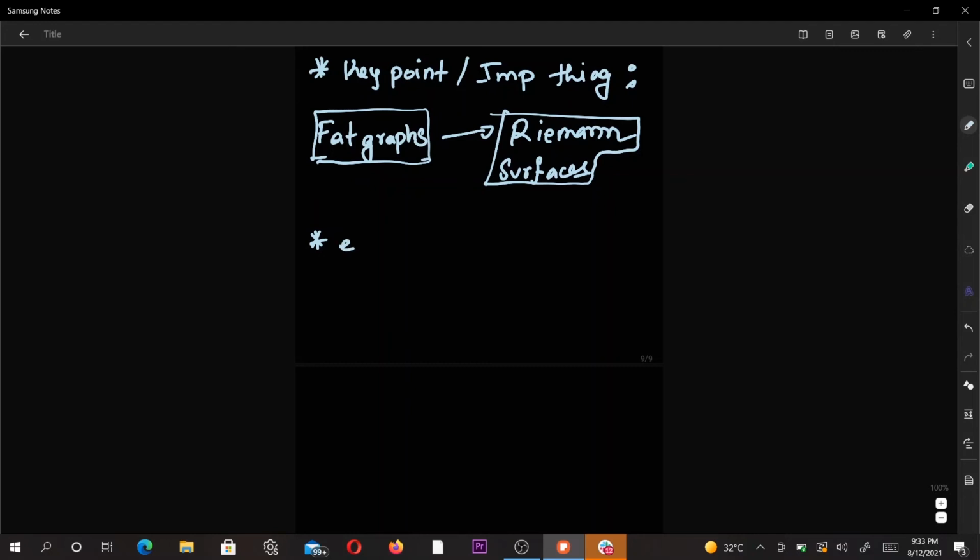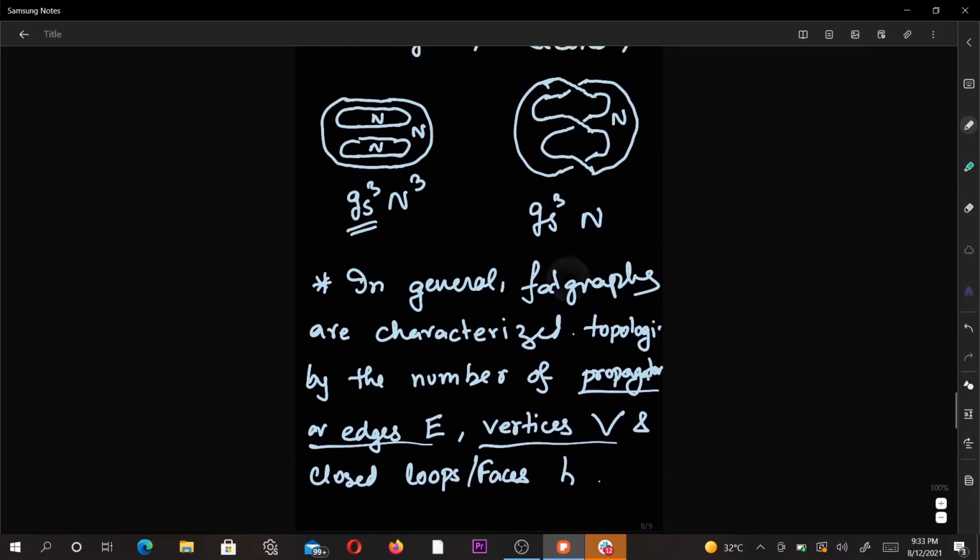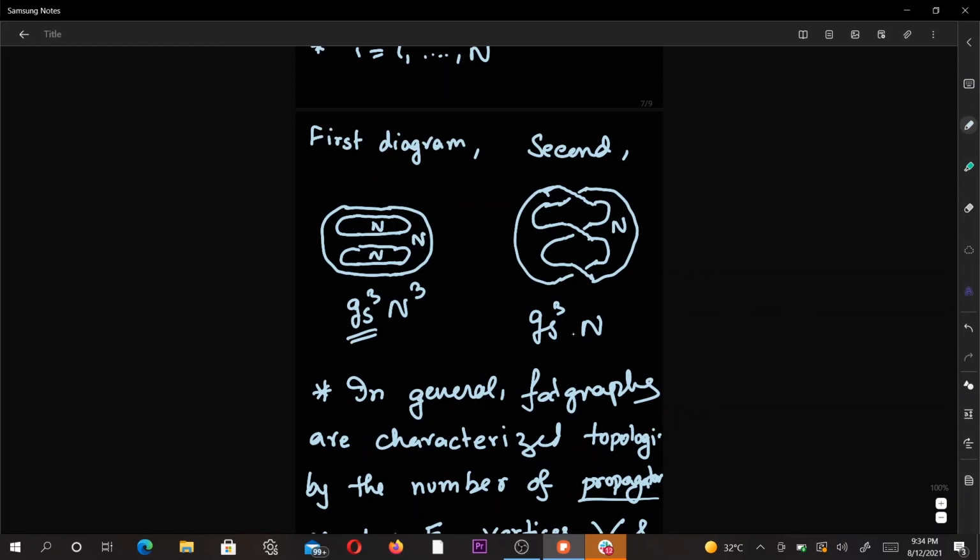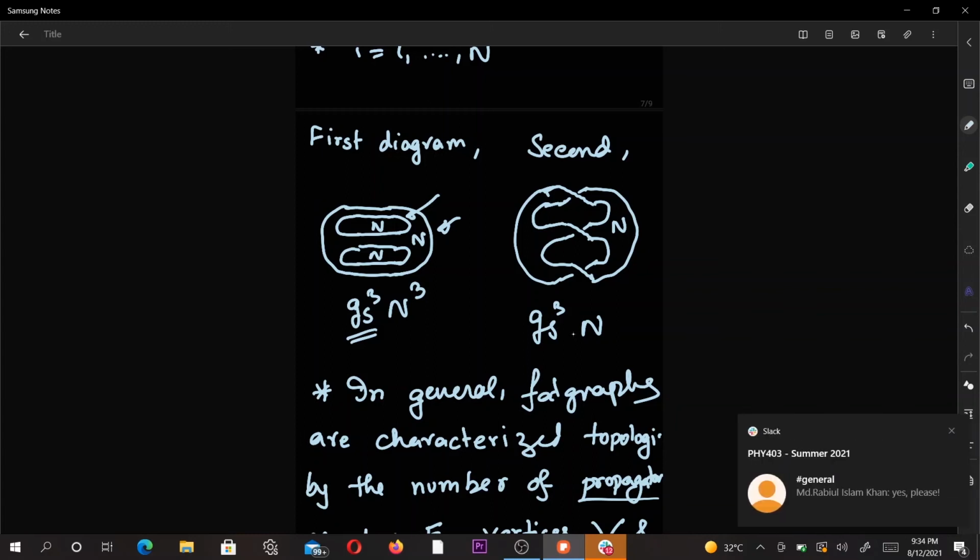One more thing before we go to the topological analysis: each closed loop represents the boundary of a hole. It's good to remember that. So a closed loop here is the boundary of a hole. Here same, here same. If you have only one closed loop here, then you have one hole.